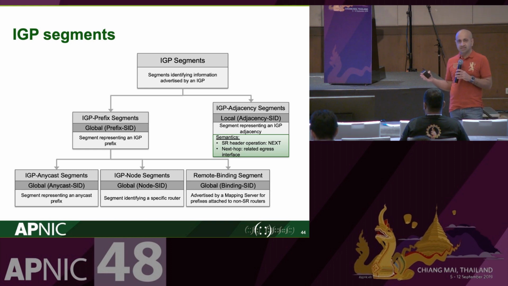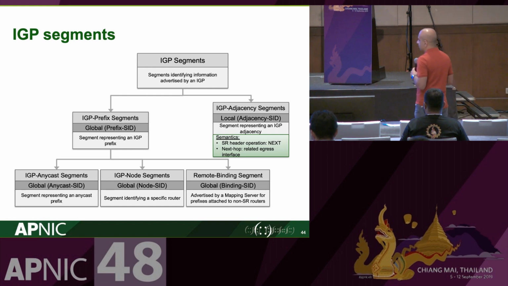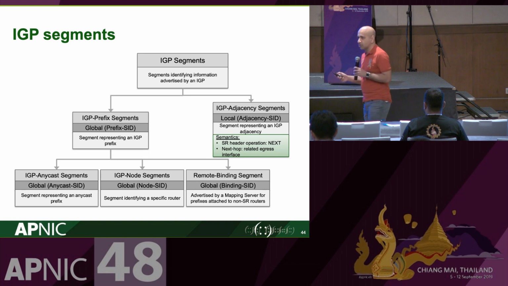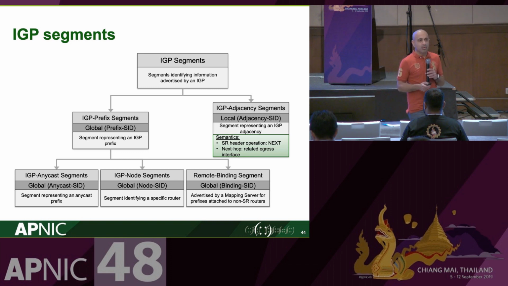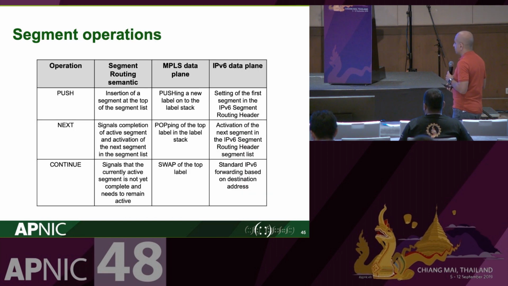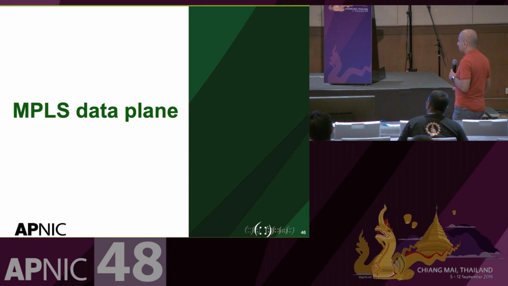So the adjacency segments, the ones for the links, are not globally significant. They're advertised globally, but they're significant to the node itself. And in terms of the global segments, which are what we call prefix SIDs, you've got a few types. You've got node segments, which we looked at. We've got anycast segments as well, and there are things called remote binding segments too. It gets a little bit more complicated once you start interworking with other protocols, with building inter-AS systems and so on. Skip that.